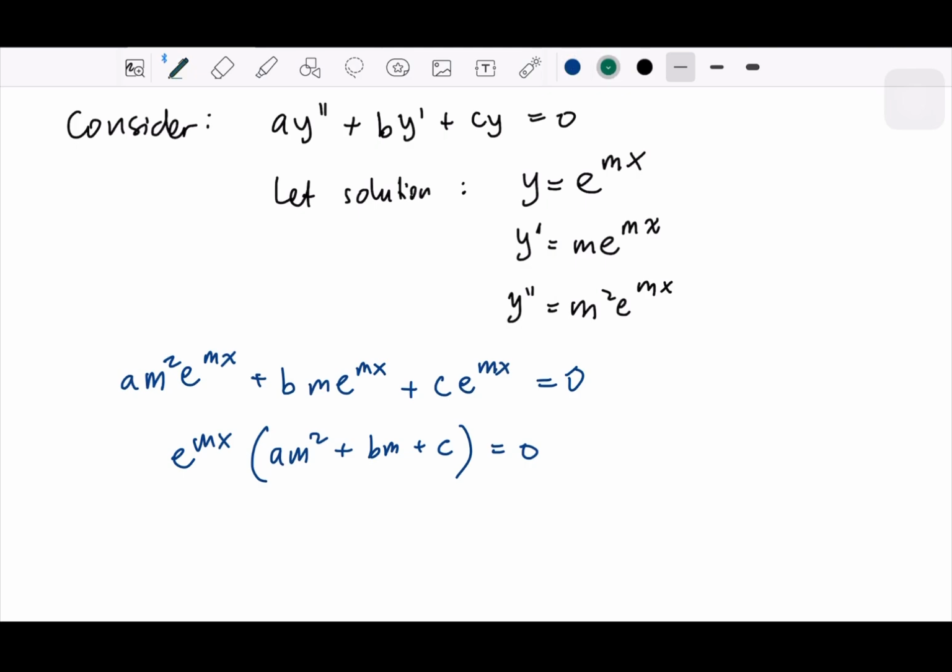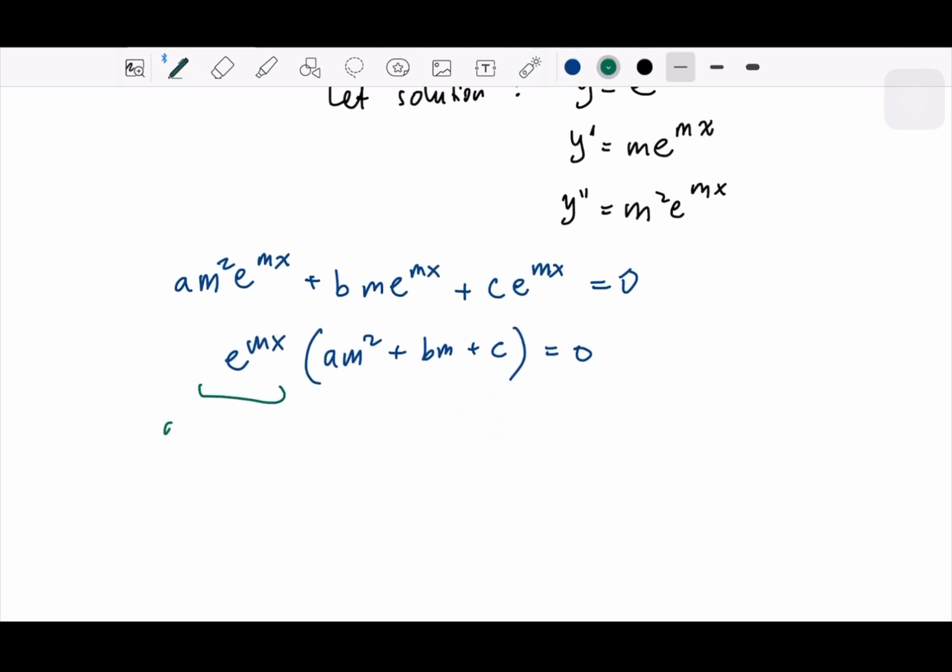Now since e is always positive, the function is always positive, the one that makes 0 is this expression, the a m squared plus b m plus c. Okay? All right. We call this the auxiliary equation.